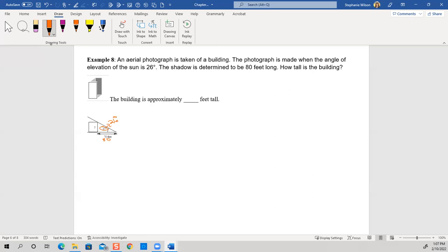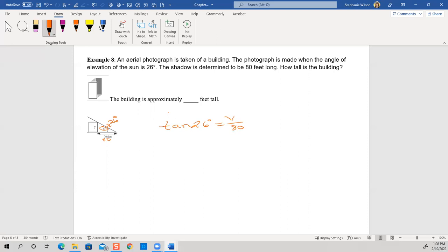So I know I can use tangent here. To find the height of the building, since the angle of elevation of the sun is 26 degrees and the length of the shadow is 80 feet, you can draw the picture. Again, let Y represent the height of the building. Since you have the side opposite and the side adjacent to the angle, we can use the tangent, because remember, tangent is opposite over adjacent. So tangent of 26 degrees is equal to Y over 80.